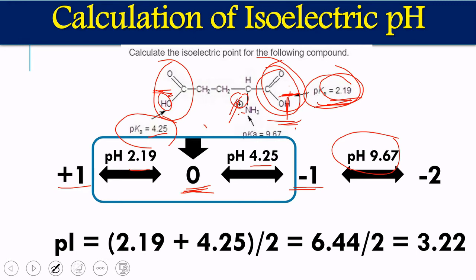So according to our zwitterion formula, this is the zwitterion. This zwitterion exists between this pH and this pH, so we take the average of these two pH. By this way you can calculate the isoelectric pH of any amino acid. So no need to remember the pK values for different groups. It will be given in your question paper. Whenever questions are there, the pK values have to be given.